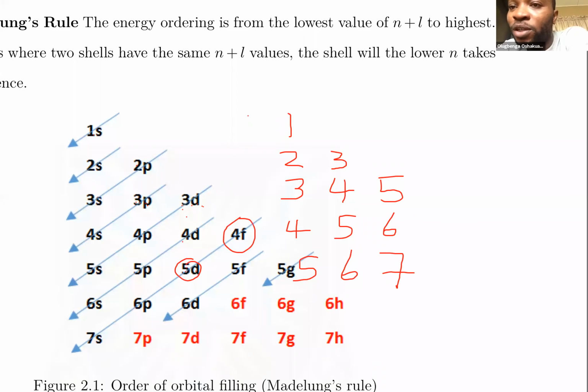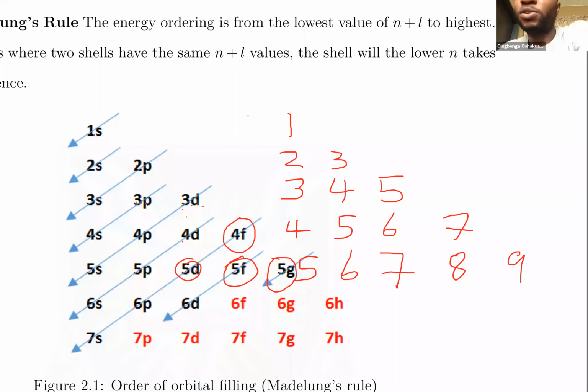F is 3. 4 plus 3 is 7. Let's come here. F is 3. 5 plus 3 is 8. Let's come to this corner. G is 4, and 5 plus 4 is 9.